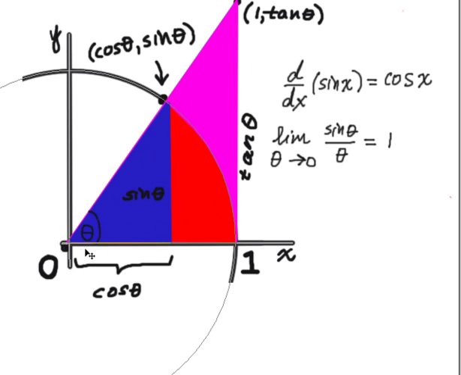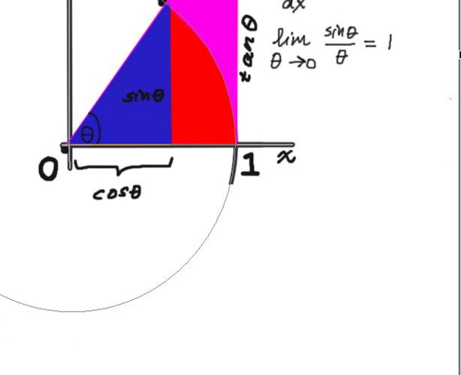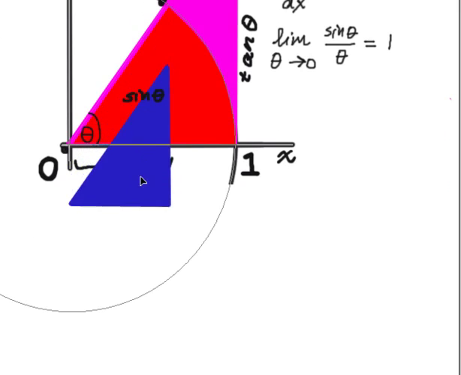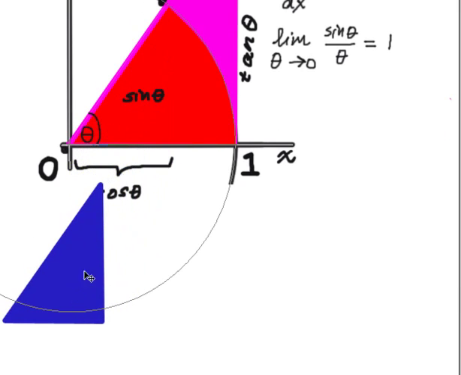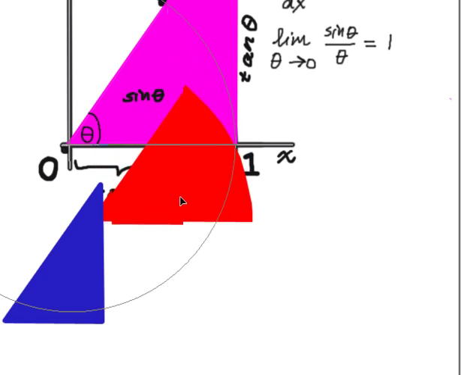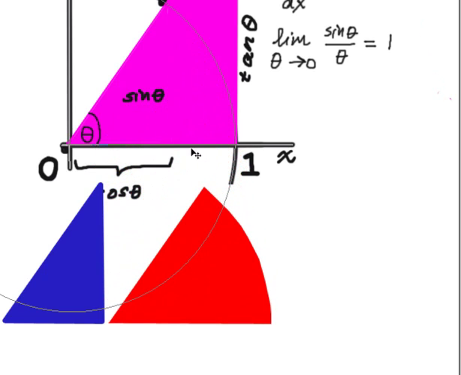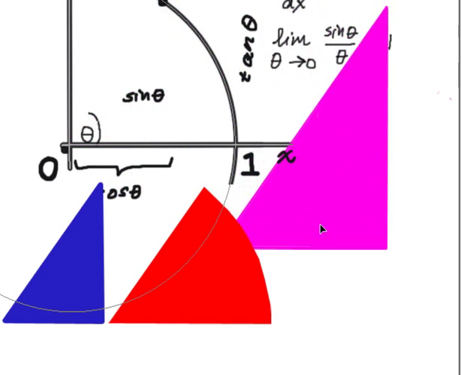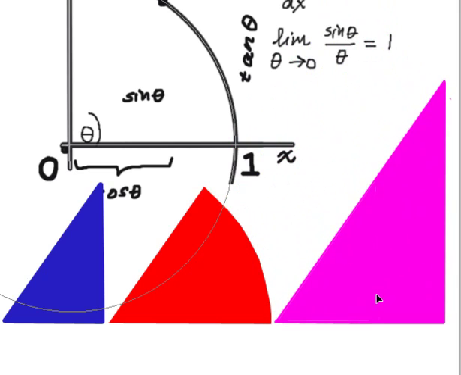Notice that the base of the blue triangle is cosine theta, and the height is sine theta because of this point here. And the base of the red sector is 1, the same as the radius of the circle. And the base of the pink triangle is that same radius 1. So let's pull out each geometric object and look at it outside of that diagram, and we'll calculate the area of each one. I arranged them in order from smallest to largest.